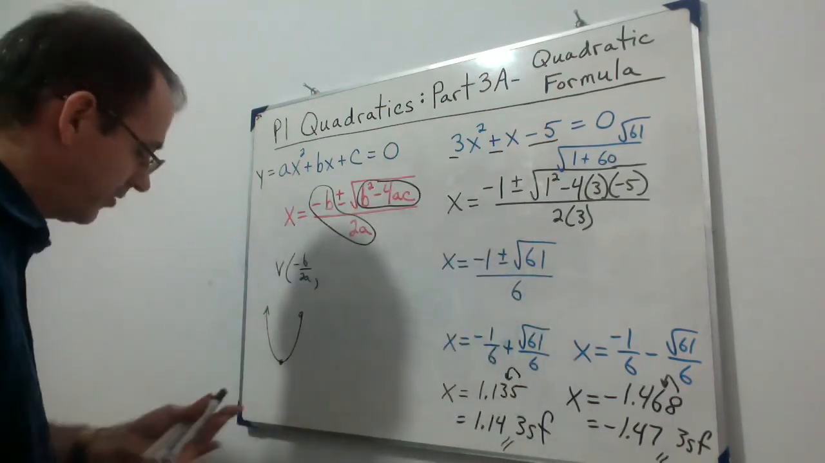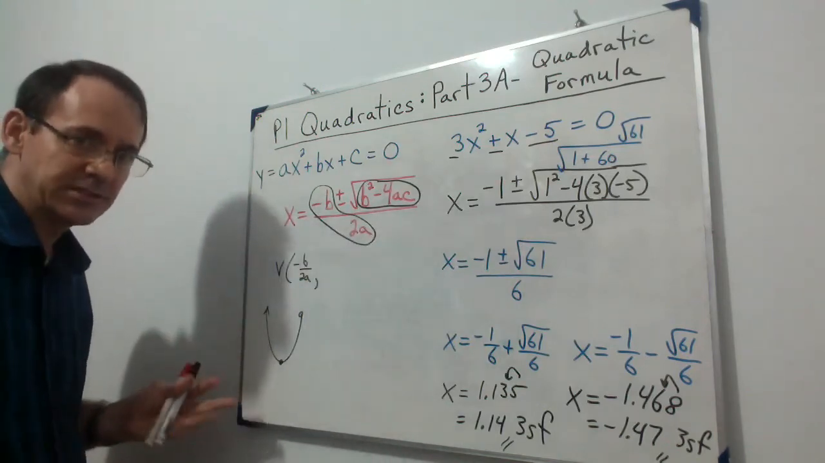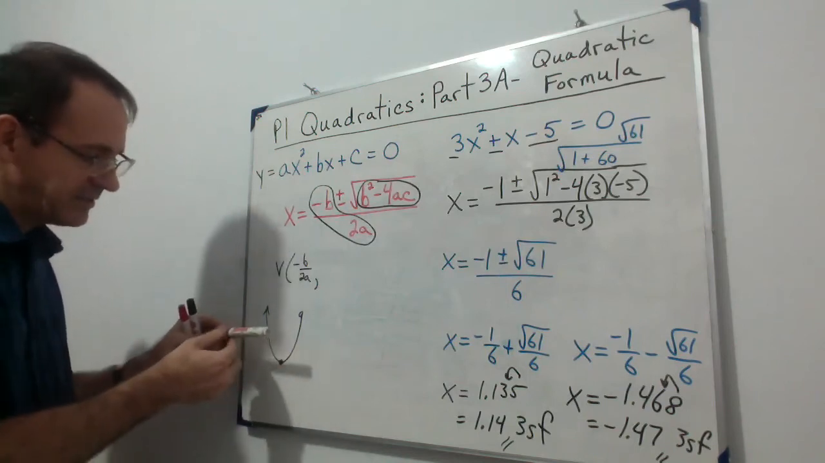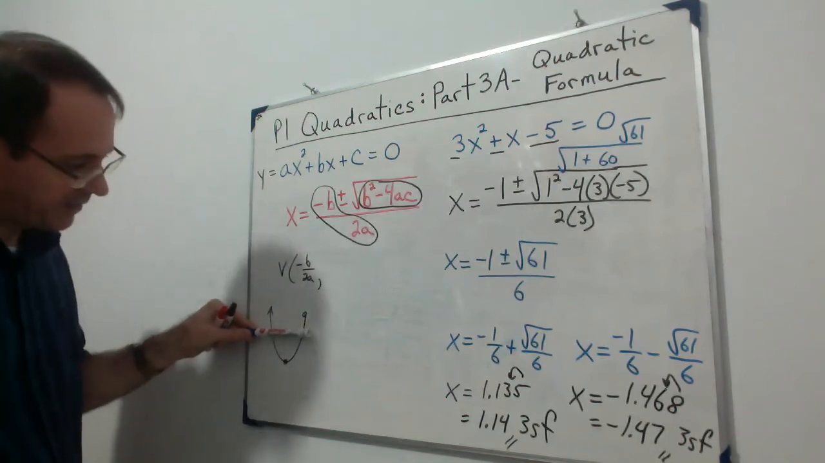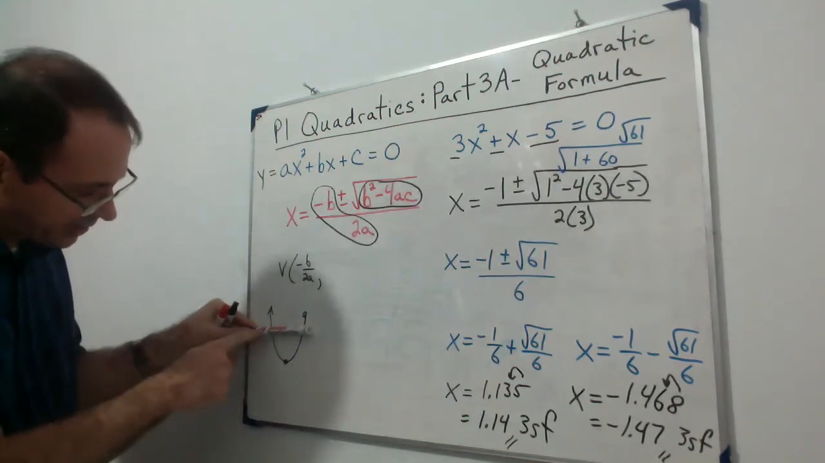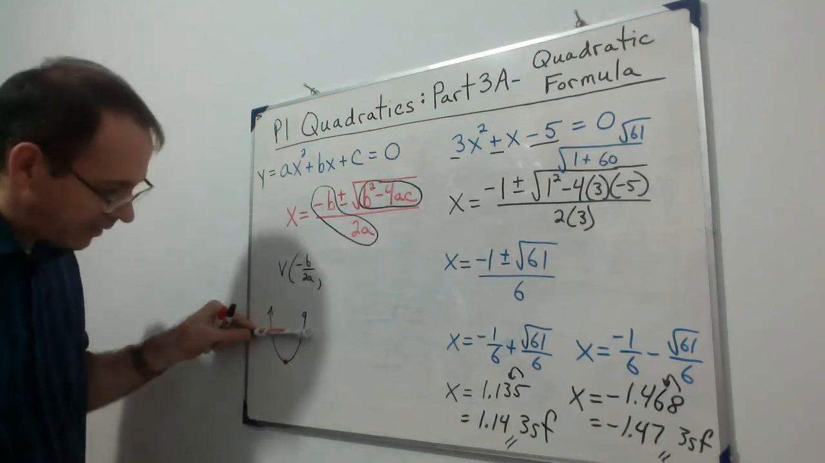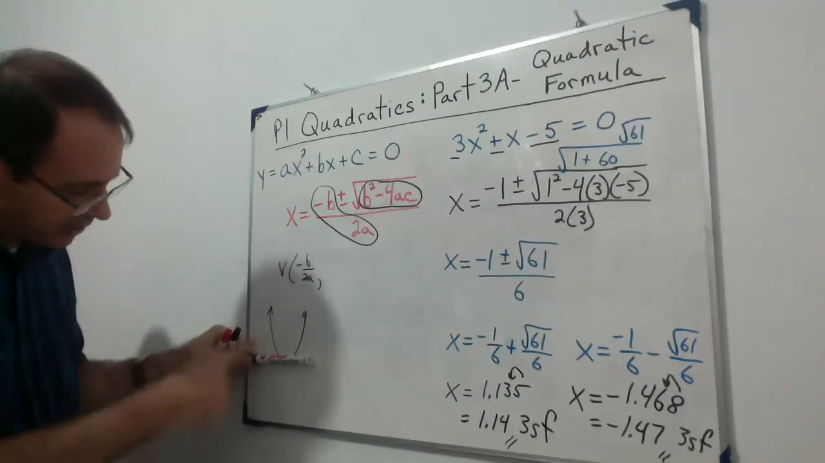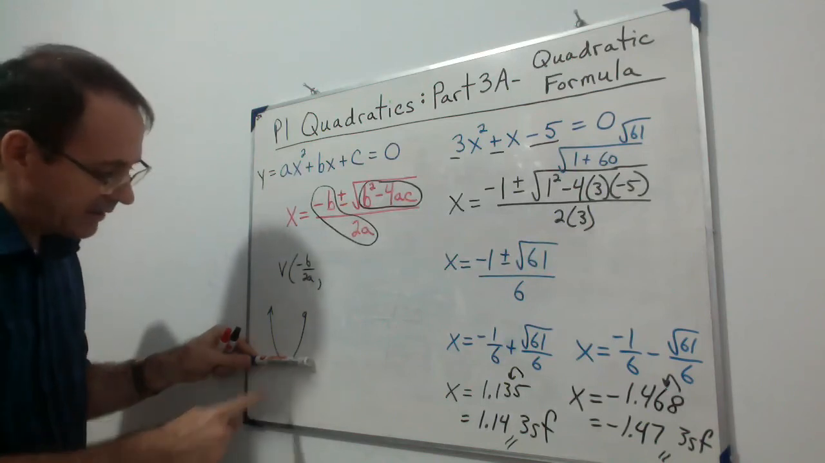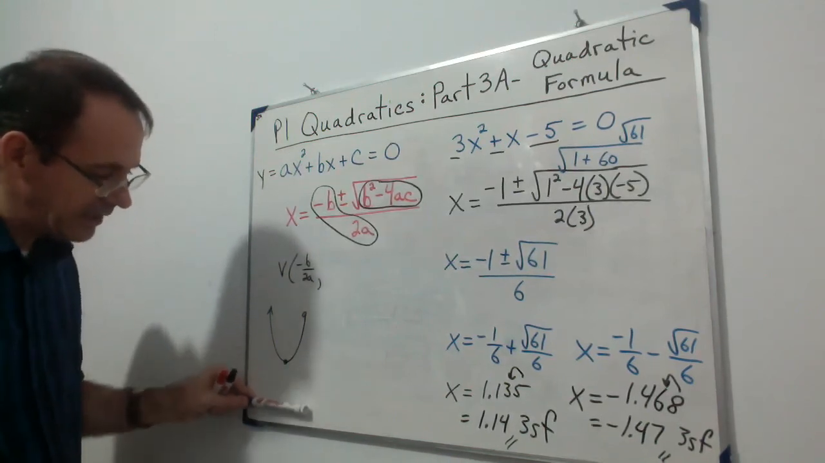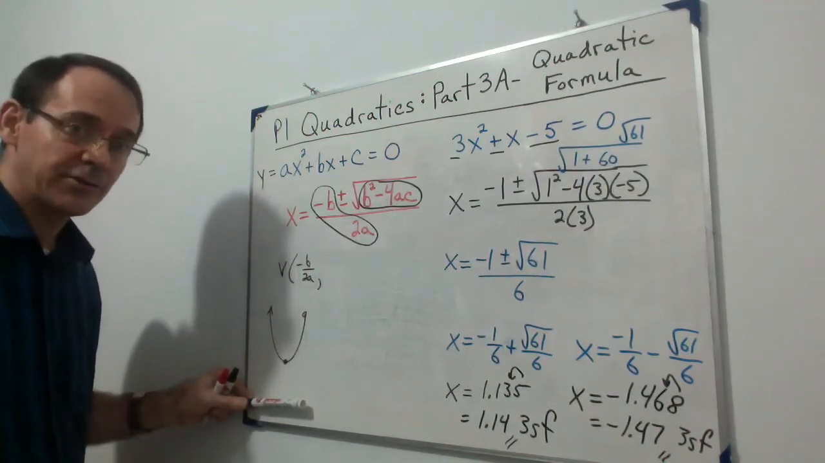So the b squared minus 4ac has to do with how many solutions you have. Let's say that this is our x-axis. If this is our x-axis here, you can see that there's going to be two solutions, okay? If our x-axis is right here, it's tangent to the curve and only touches at one point. And if the x-axis is anywhere down in here, it doesn't touch our graph at all. So there's no real solutions.